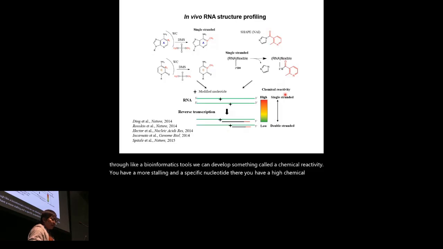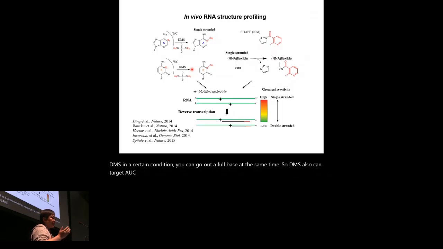There's another chemical called SHAPE compound, which, rather than targeting the nucleotide base, acylates the 2' hydroxyl group when the RNA is single-stranded. Similarly, you make a block on the RNA, and then you can stop reverse transcriptase. Then over the years, a couple of recent developments: now when you probe with DMS in a certain condition, you can go to four bases at the same time, so DMS can also target A, U, C, G, the same as SHAPE.